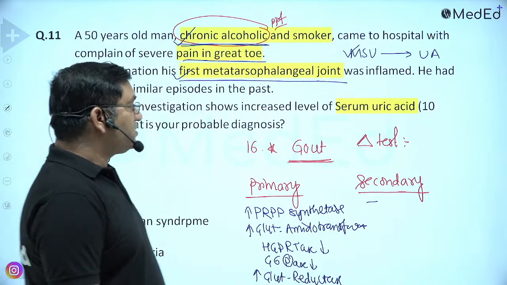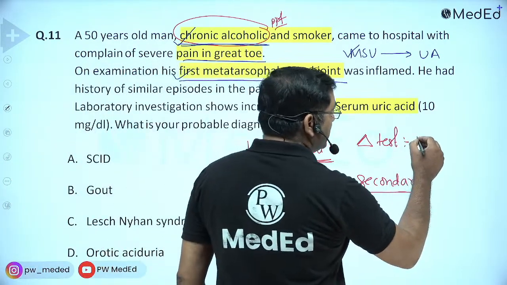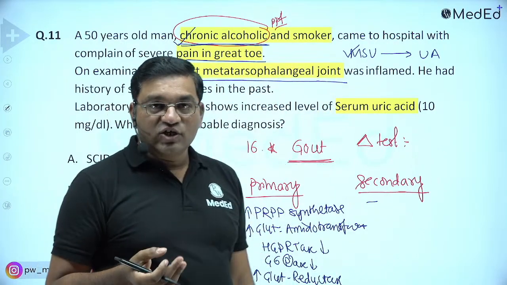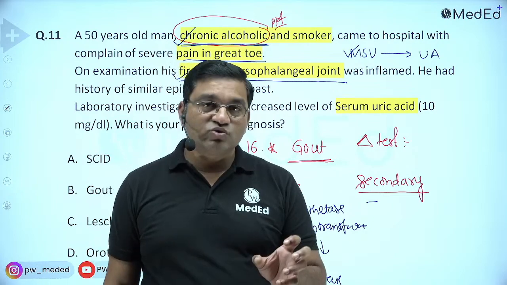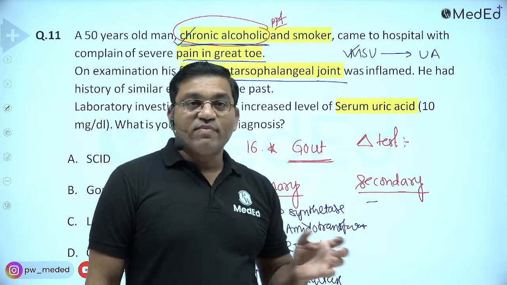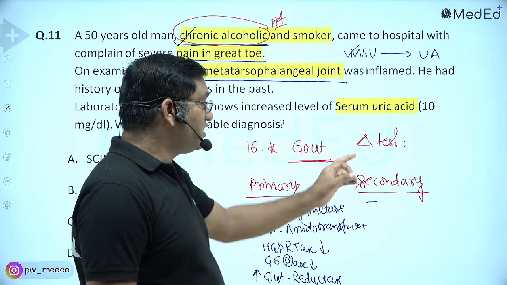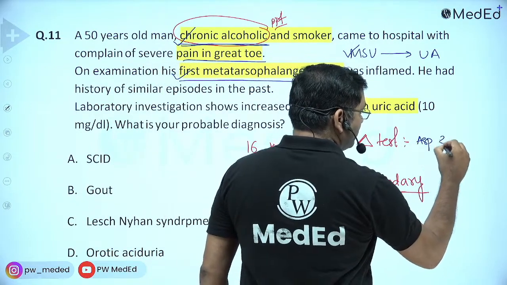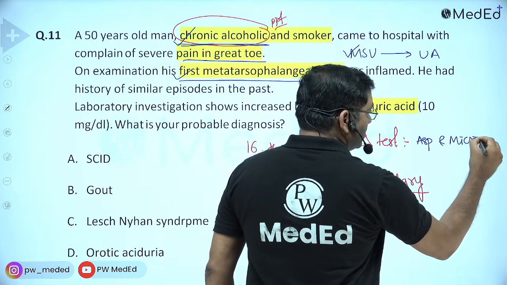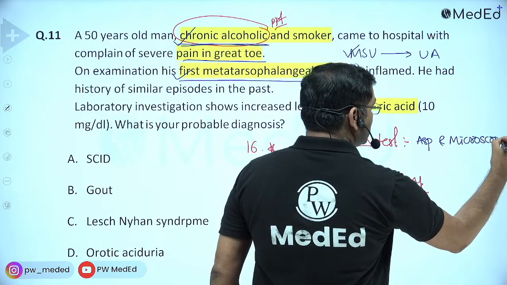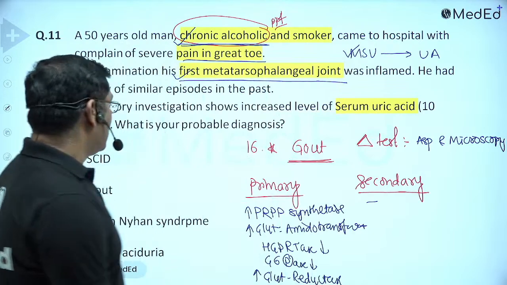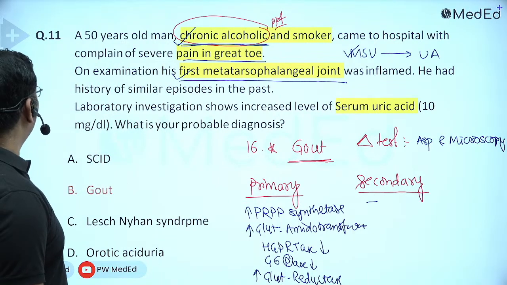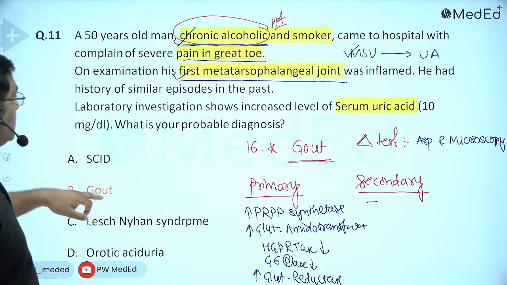Okay, the test is aspiration and microscopy. Needle aspiration of the joint, synovial fluid aspiration and microscopy, in which negatively birefringent crystals are seen. So aspiration and microscopy is the gold standard method for diagnosis of gout. Okay, and which drug is given in the treatment of gout? It is allopurinol. Okay, so this is gout.